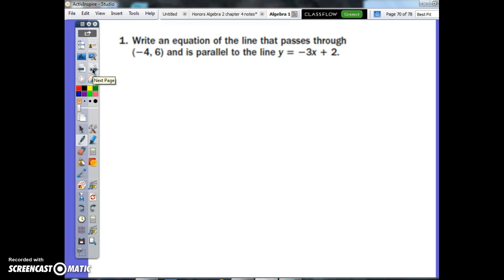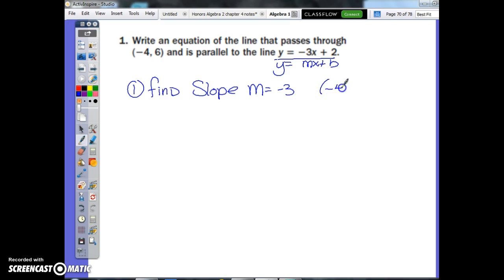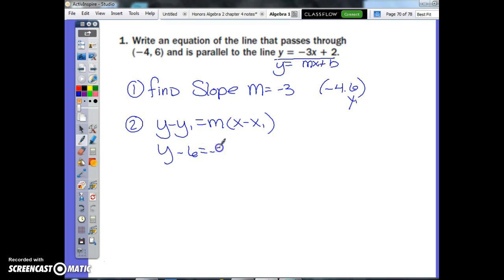It says, write an equation of a line that passes through (negative 4, 6) and is parallel to this. Well, remember, this is in y equals mx plus b. First thing we do is find our slope. So we look here, and m is negative 3. And they gave us the point (negative 4, 6). So we're going to plug into y minus y sub 1 equals m times x minus x sub 1. So y minus, what is y sub 1? That's 6. M is negative 3.